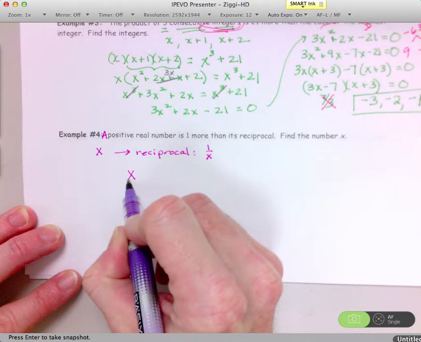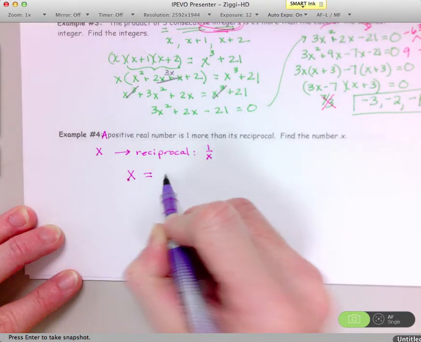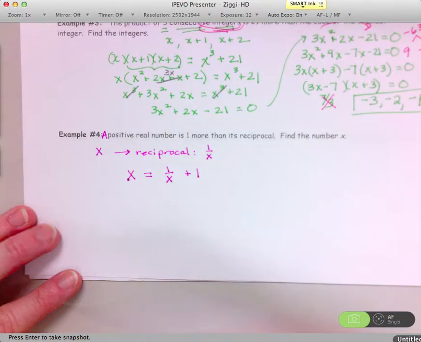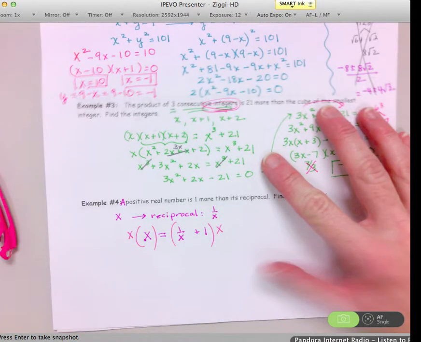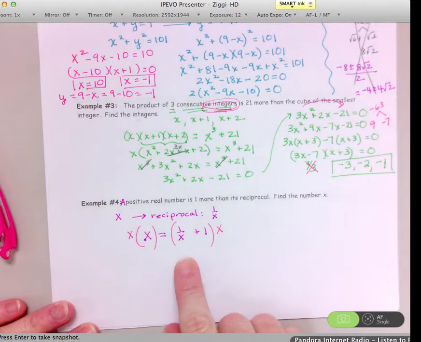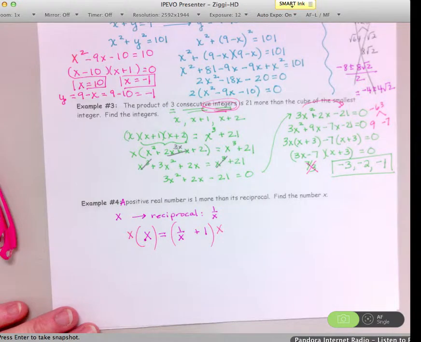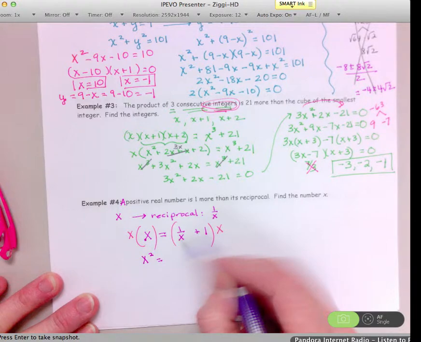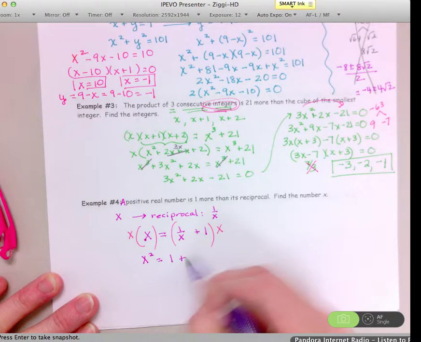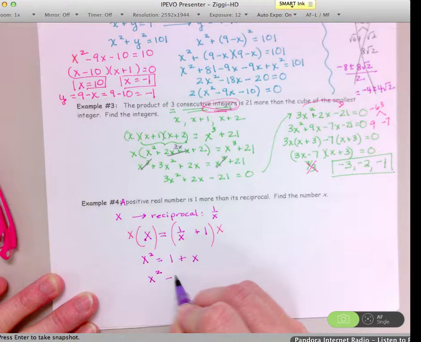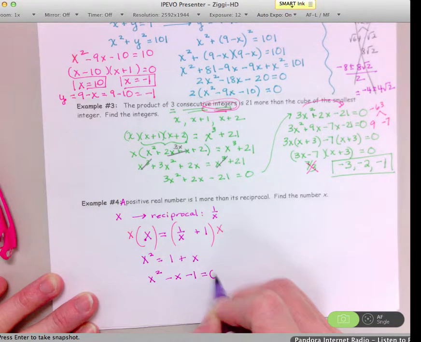And they tell you that the number is one more than its reciprocal. So the number, which is x, is one more than, I'm adding 1 to the reciprocal. And we know how to solve this. I just multiplied through by the common denominator, which in this case is x. So when you multiply here, you get x squared equals x over x is just 1, plus 1 times x is x. Getting everything on the same side, x squared minus x minus 1 equals 0.